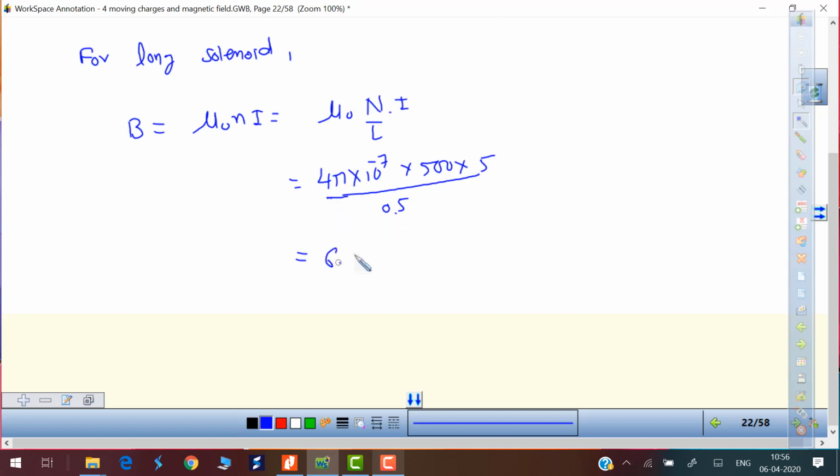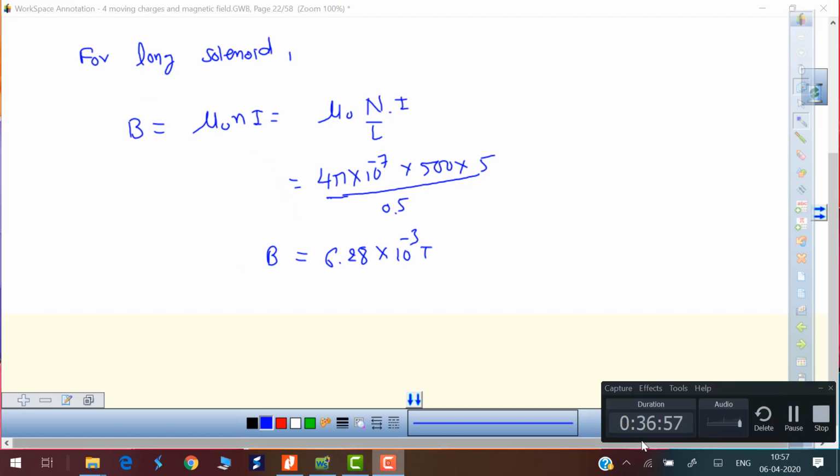So you can calculate this value, and this value comes out to be 6.28. This 0.5 becomes 1000, and this is minus 4. Okay, 5 fours are 20, divided by 3.14, and 0 is coming here. So you can do the calculation very simply, it is minus 3 Tesla. So this is the magnetic field inside the solenoid. So this is the long solenoid. We have to apply the formula.